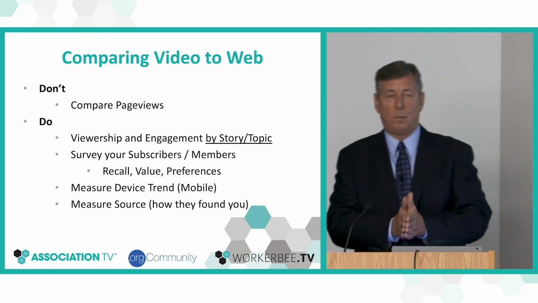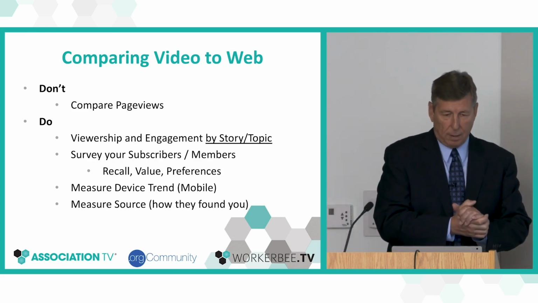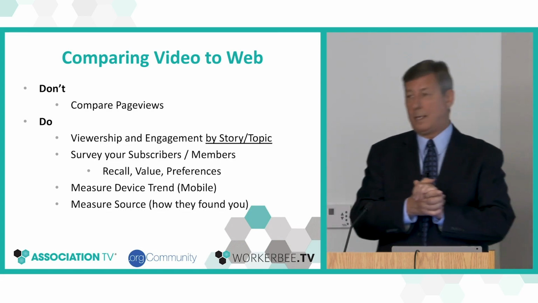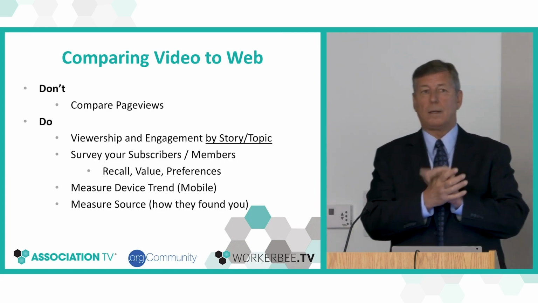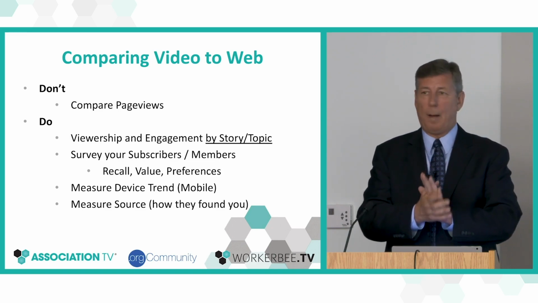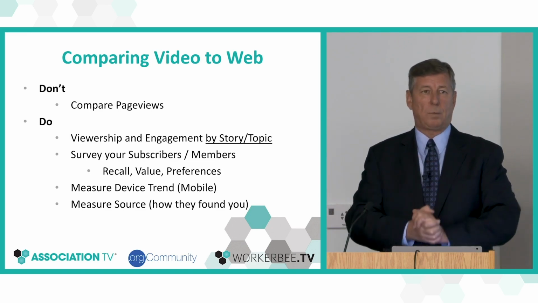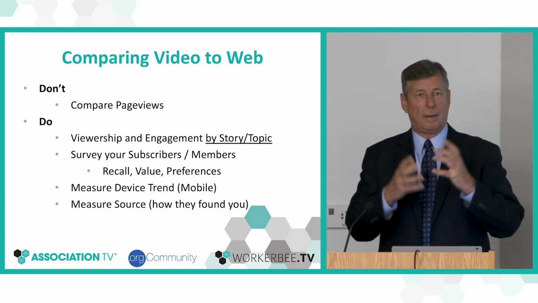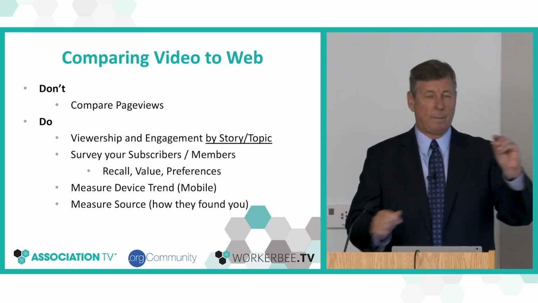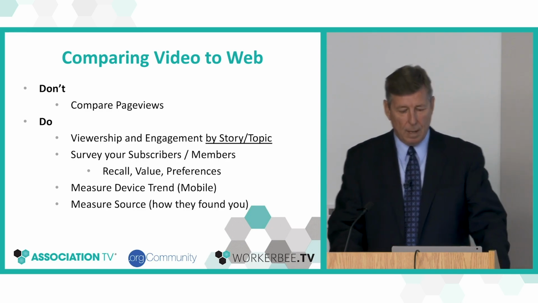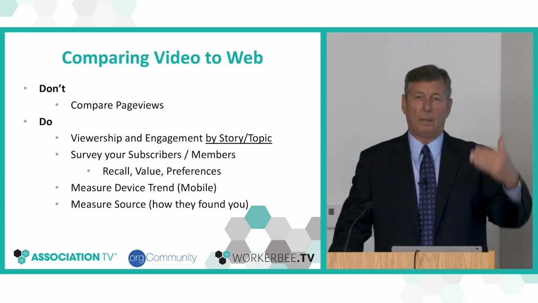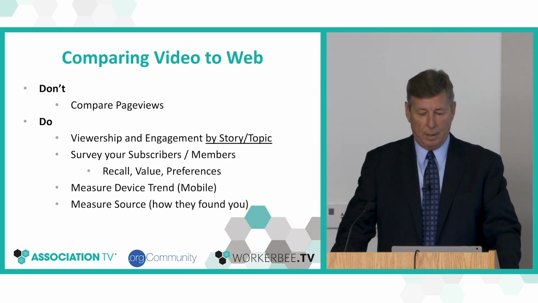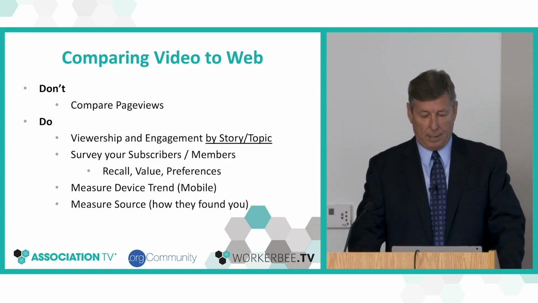What you'll find, we did this with one association, where the number of videos they produce is maybe 3% of total content that they produce. Of the top 10 topics by total viewership, 6 were video. It was really eye-opening that the most viewed content was from that 3%. So look at it by medium and look at it by story. Just as I mentioned earlier, it really helps focus your attention on what should be your mix of content.